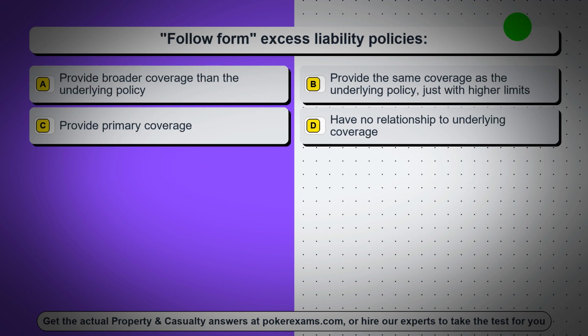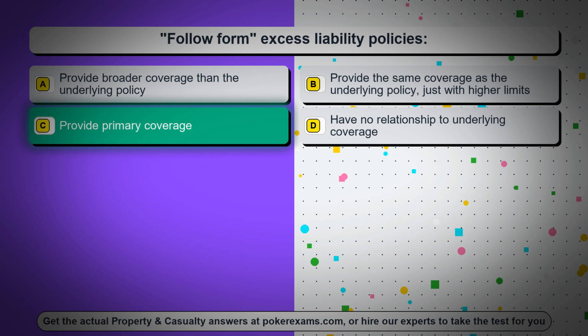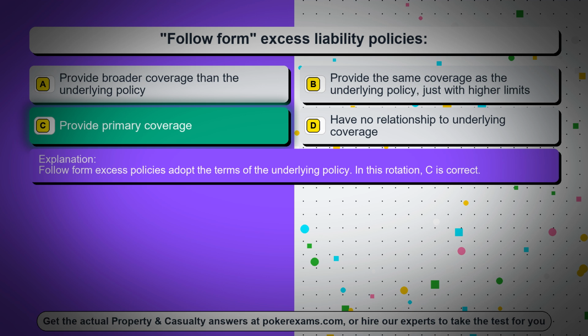Question 78. Follow form excess liability policies: Option A, provide broader coverage than the underlying policy. Option B, provide the same coverage as the underlying policy, just with higher limits. Option C, provide primary coverage. Option D, have no relationship to underlying coverage. The correct answer is option C, provide primary coverage. Follow form excess policies adopt the terms of the underlying policy. In this rotation, C is correct.